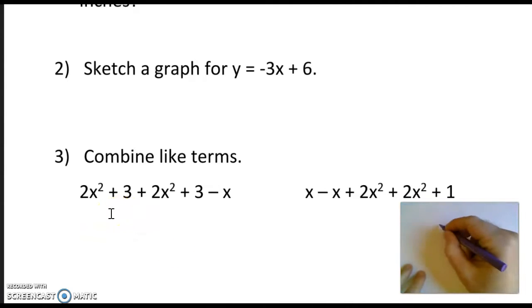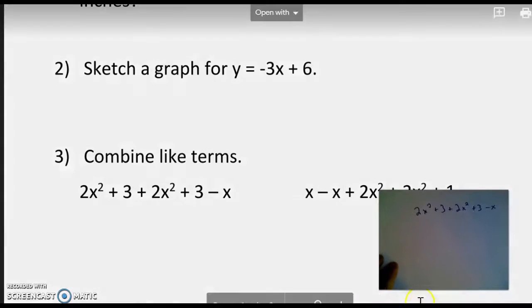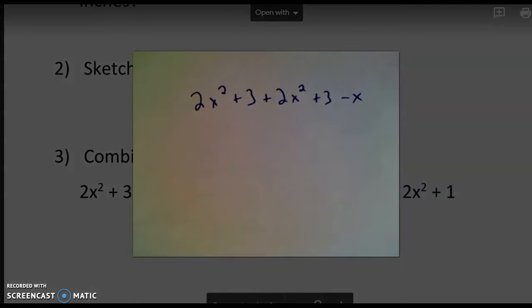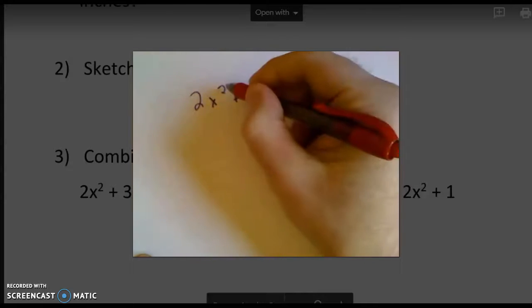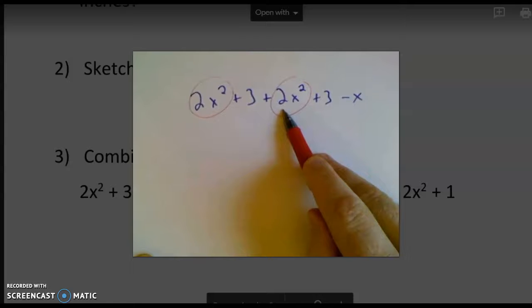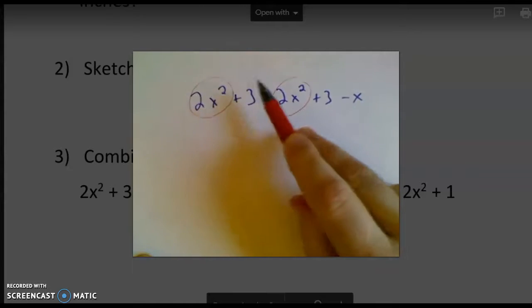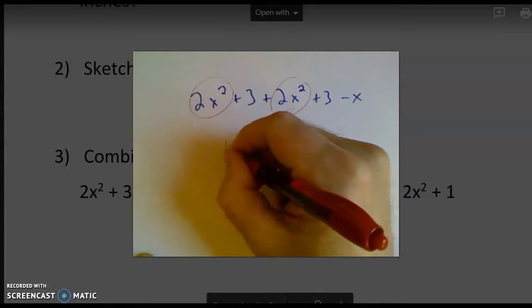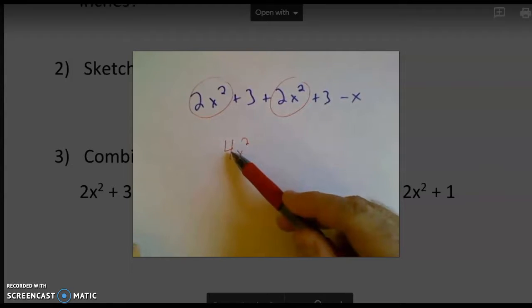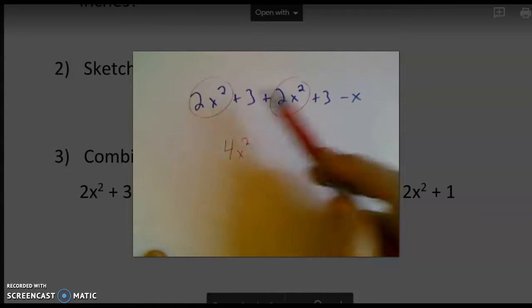So the first problem is 2x squared plus 3 plus another 2x squared plus 3 minus x. So what I'm doing is I'm going to look at just the labels and say, oh, well, notice that we have x squareds. So those two can be combined, and 2 and 2 means you have a total of 4x squareds. You don't actually do this and make it like 16 or anything, it's just 4x squareds.